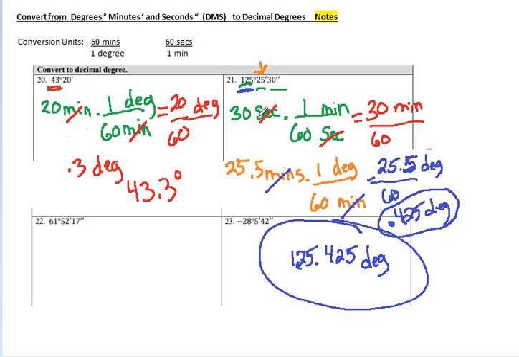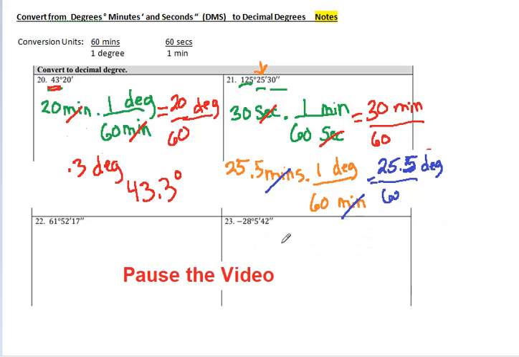All right, I'd like you guys to go ahead and try these 2 problems. Pause the video, and see if you can do those next 2 problems.